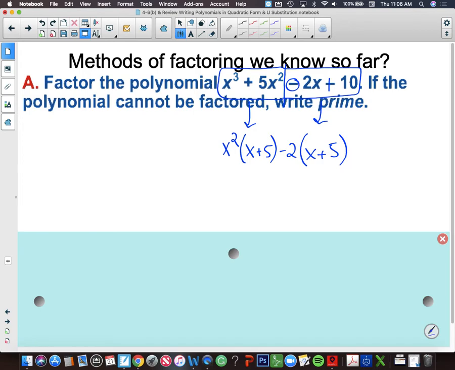Now, do you have the same thing in your parentheses? Yes. So those are your new greatest common factor. So x plus 5 goes in front, and then we have x squared minus 2 left.